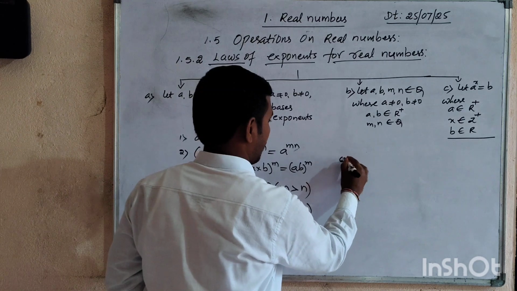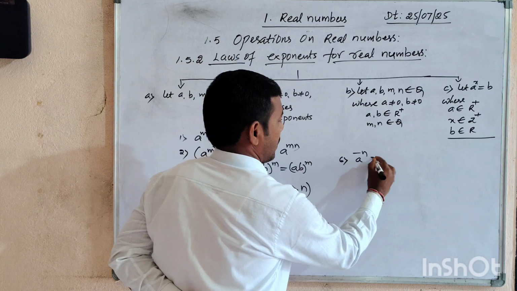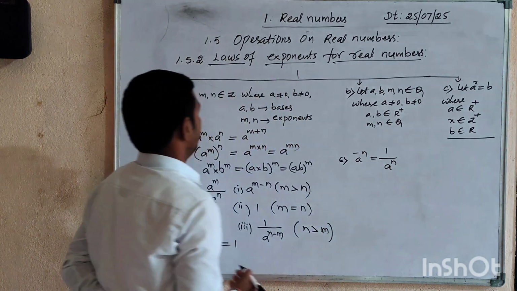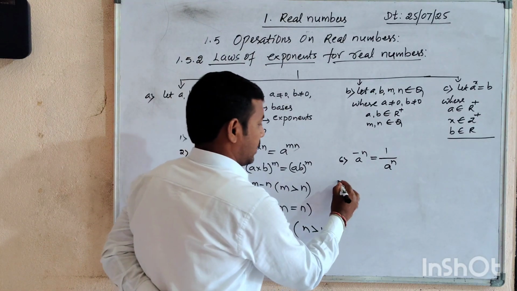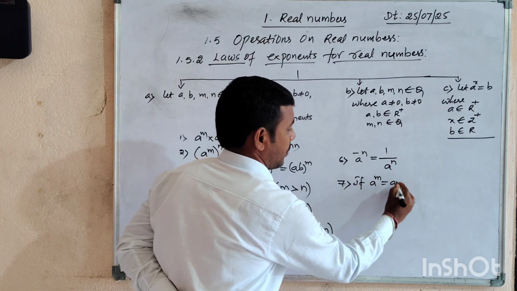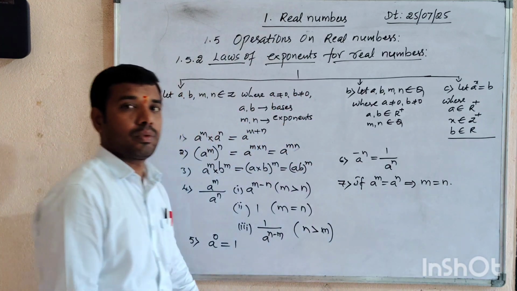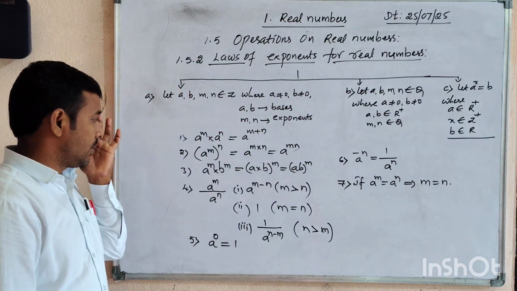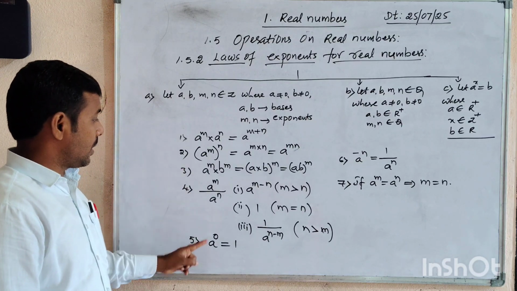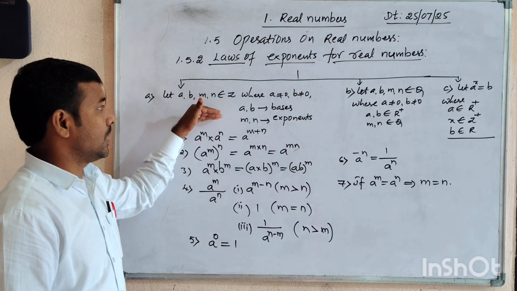Now sixth one, see sixth formula, a to the power of minus n. This answer is 1 by a to the power of n. I think got it. Seventh thing, if a to the power of m is equal to a to the power of n, then automatically m is equal to n. I think understood. So these are 7 formulas which we discussed in the 8th class itself.